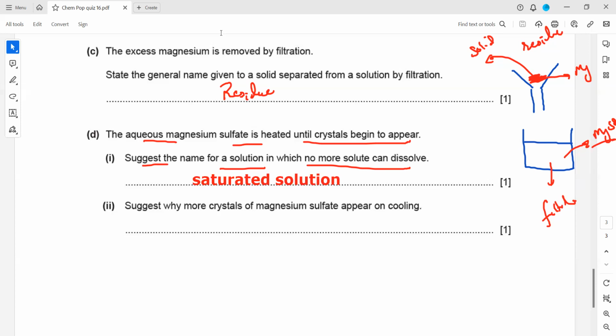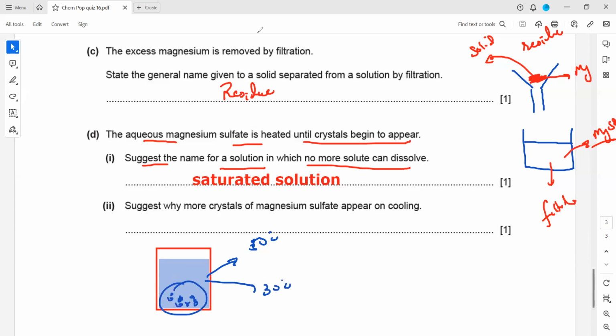Suggest why more crystals of copper sulfate appear on cooling. For example, when we were heating it until the point of crystallization, and then we cool it down, more solid will appear. For example, at 50 degrees, few solids were there, but when the temperature reduced to 30 or room temperature, more solid appears. What is the reason for that? Because at high temperature, a solution can dissolve more, but at low temperature, the solution cannot dissolve as much solute. That's why the solid appears. Solubility means how much solute can dissolve in 1 dm cubed.